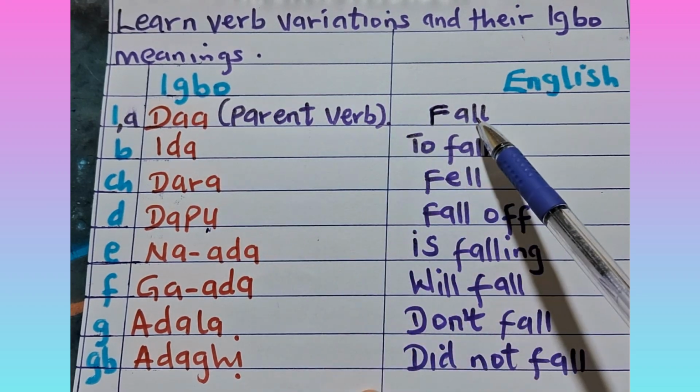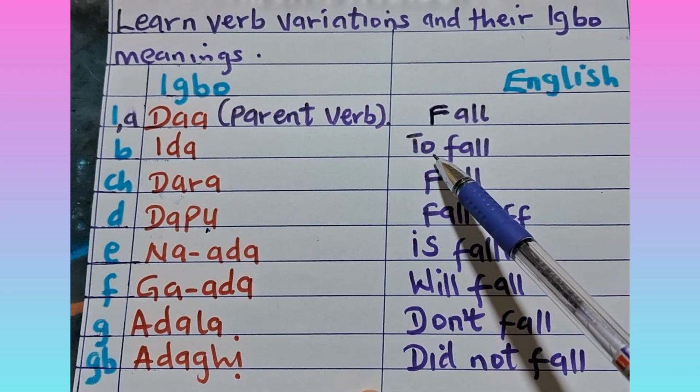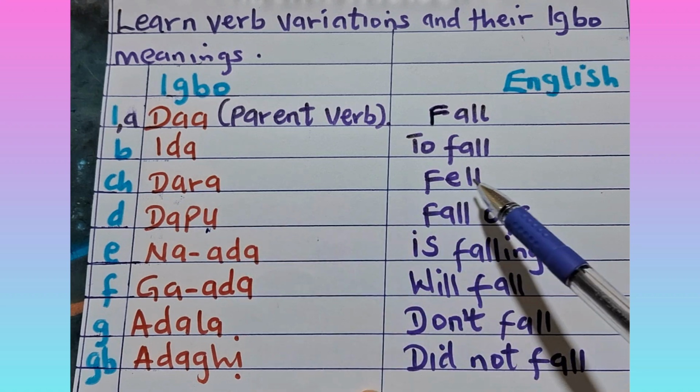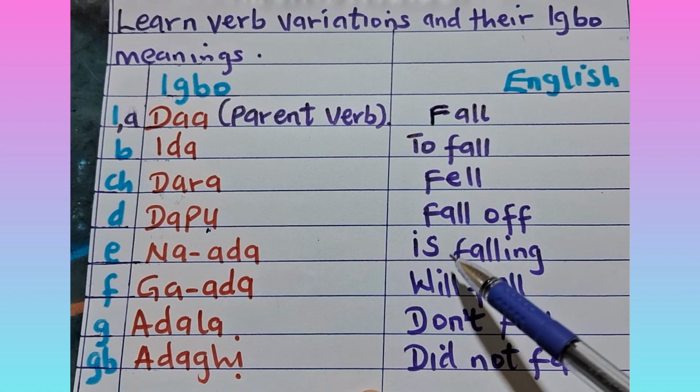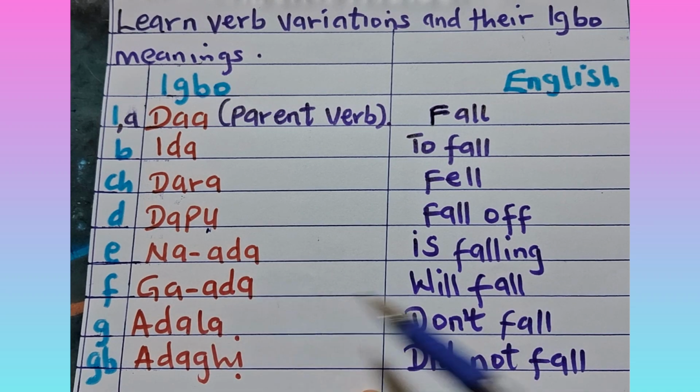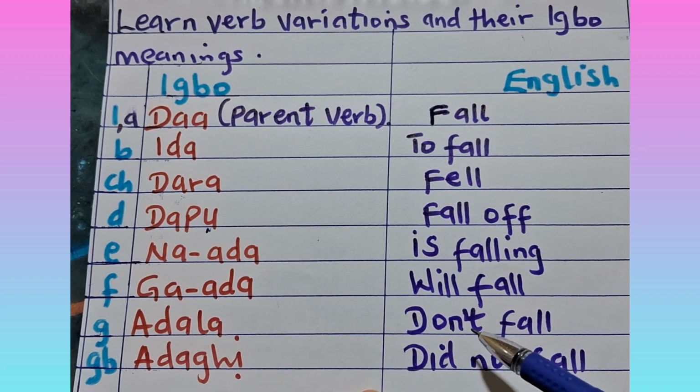You can see how this da varies: from da, fall, to ida, to fall, dara, fell, dapụ, fall off. Naada is falling. Gaada will fall. Adala, don't fall. Adahi, did not fall.